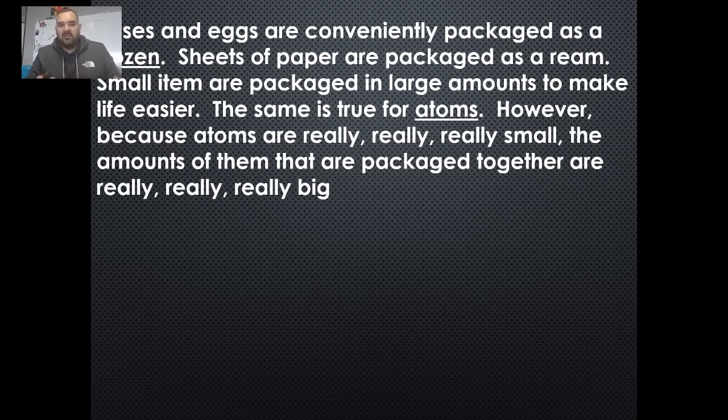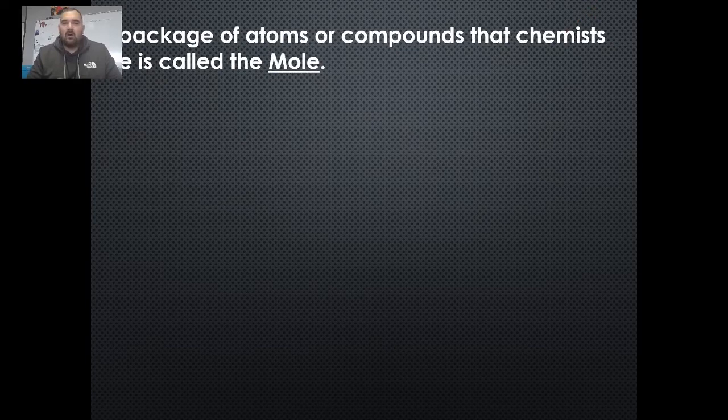Roses and eggs are conveniently packaged in dozens. We know a dozen is 12. Sheets of paper are always packaged in reams. A ream is always going to be 500 sheets. And the same is true for atoms. Because atoms are really small, the amounts of them that are packaged together are really, really big. A package of atoms or compounds that chemists use is called the mole.